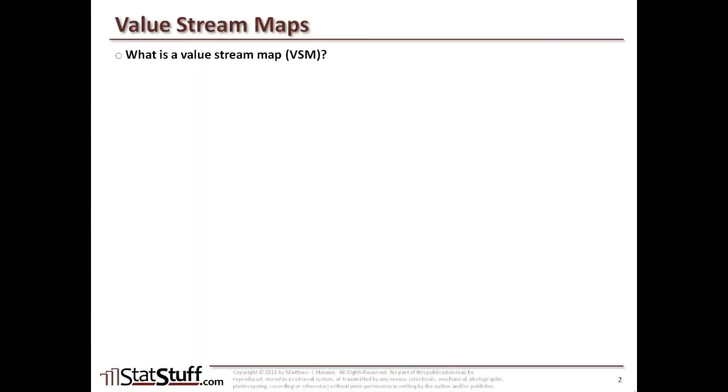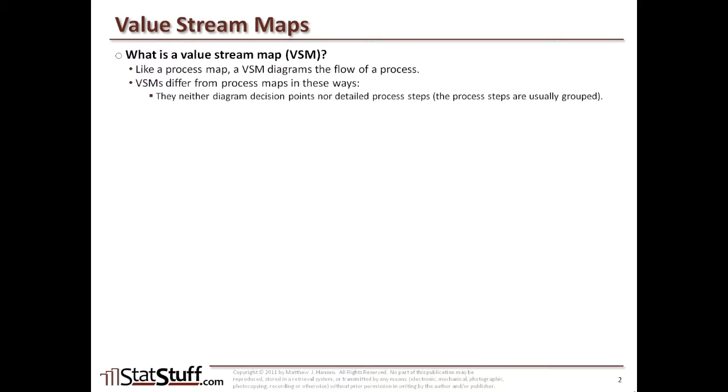Well, a value stream map is in many ways like a process map in the sense that it does map the flow of a process, but that's about where the similarities end, because there are so many other differences between value stream maps and process maps. Here are some examples of those differences. First of all, value stream maps don't diagram decision points, and they don't diagram the actual detailed process steps in the same way that a process map would. Usually the process steps reflected within a value stream map are just grouped together.